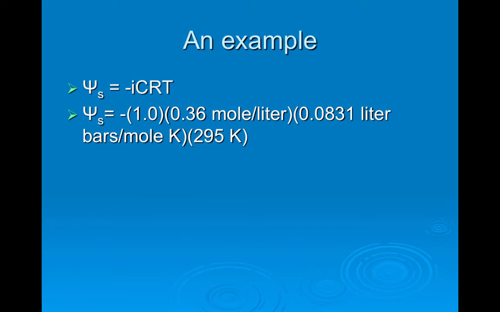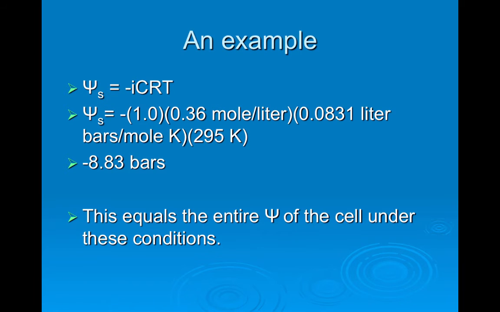This is negative 1 times 0.36 moles per liter for the concentration, the constant, and then the temperature of 295 Kelvin. This gives you negative 8.83 bars. It's a unit in pressure, and this equals the entire water potential of the cell under these conditions.